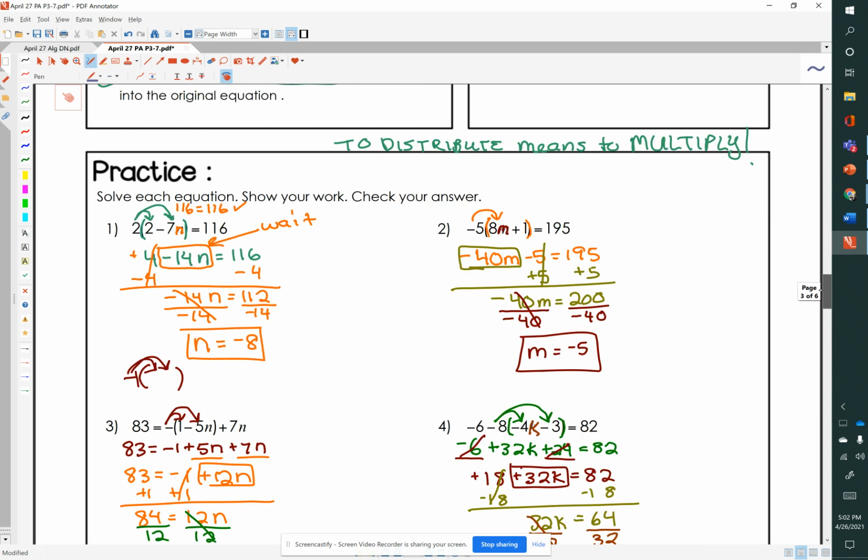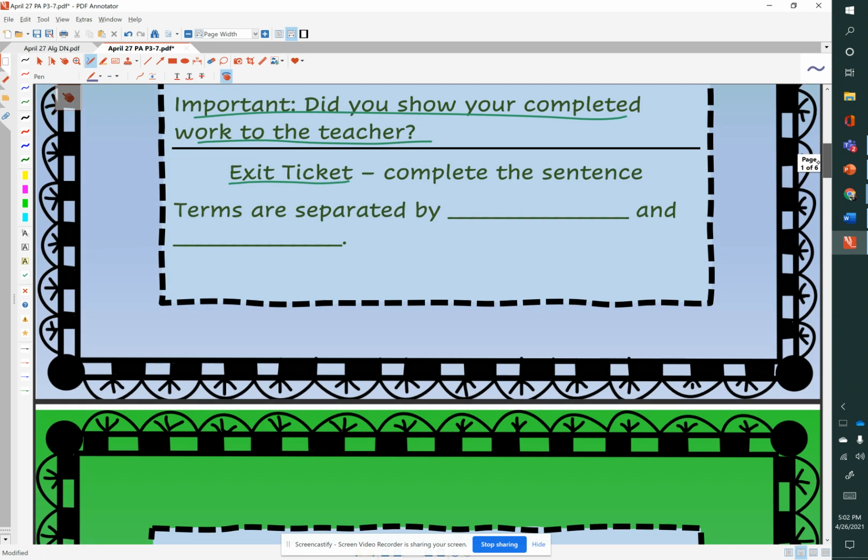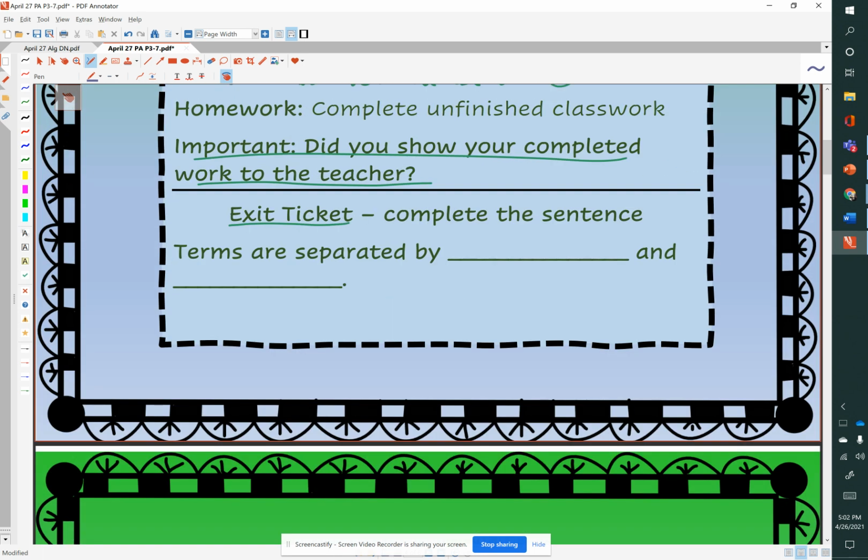So let's go back to our exit ticket. Complete the sentence. Terms are separated by addition and subtraction. That will help you to keep your terms straight.